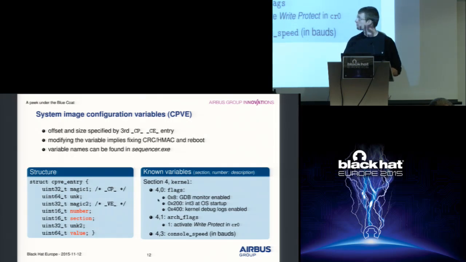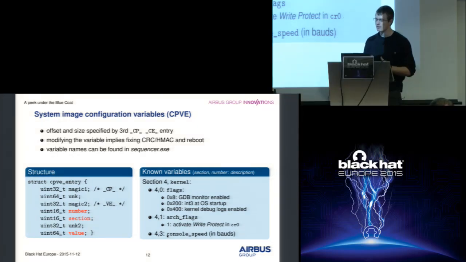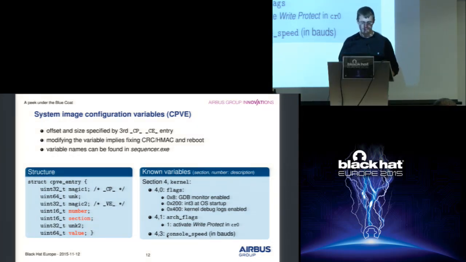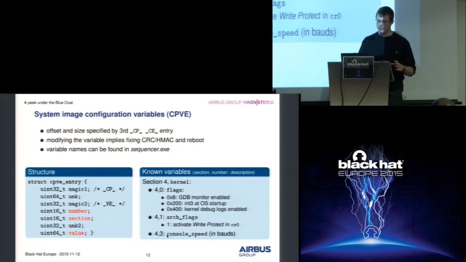You can also change the console speed with 4.3. By default it's 9600, so it's very slow. So you can change that and have a faster console. So it's quite useful. So that's one of the things you can find in the BCFS file system, which is read-only.